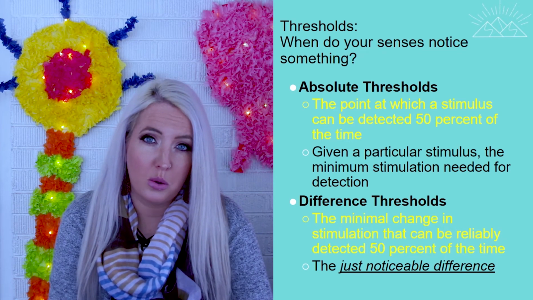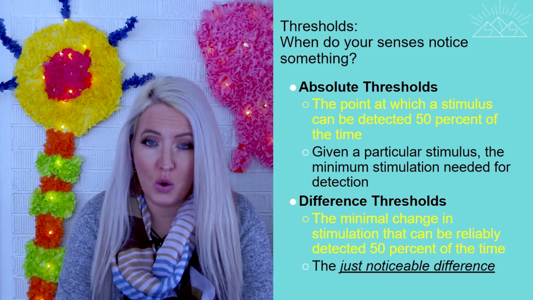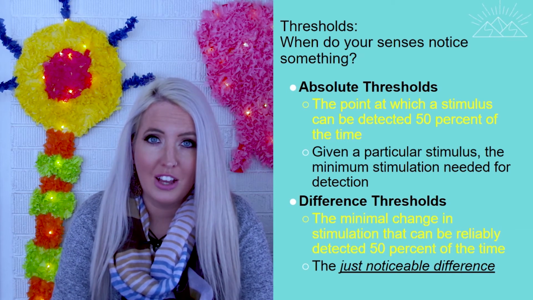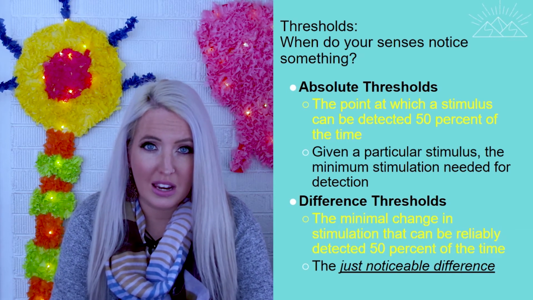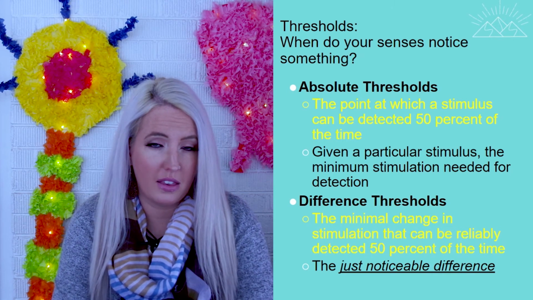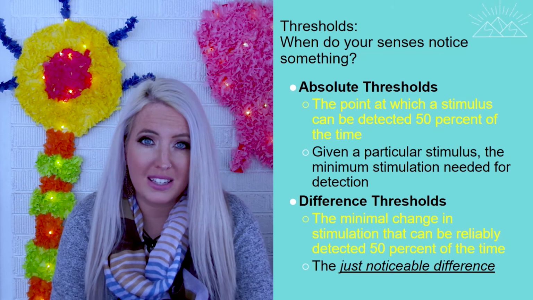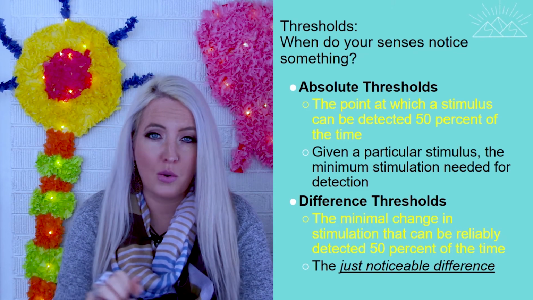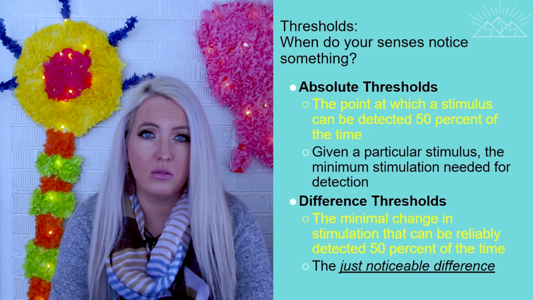Our difference threshold is when we can actually notice a difference. So we call this the just noticeable difference. So it's the minimal change that we need in that stimulation to be able to detect that change about 50% of the time. So turning the volume up slightly, whatever that slight amount needs to be in order to be able to detect that it is now different.